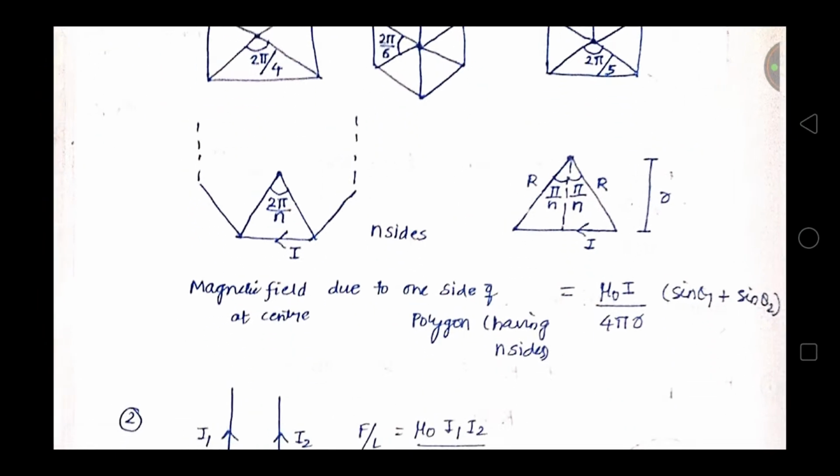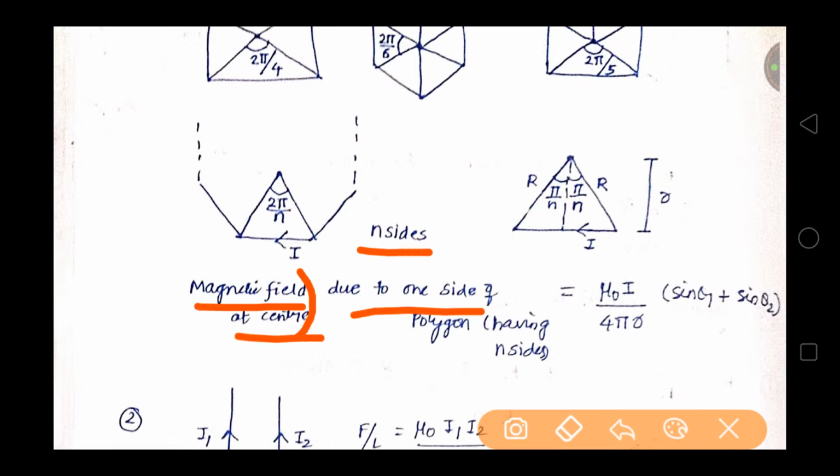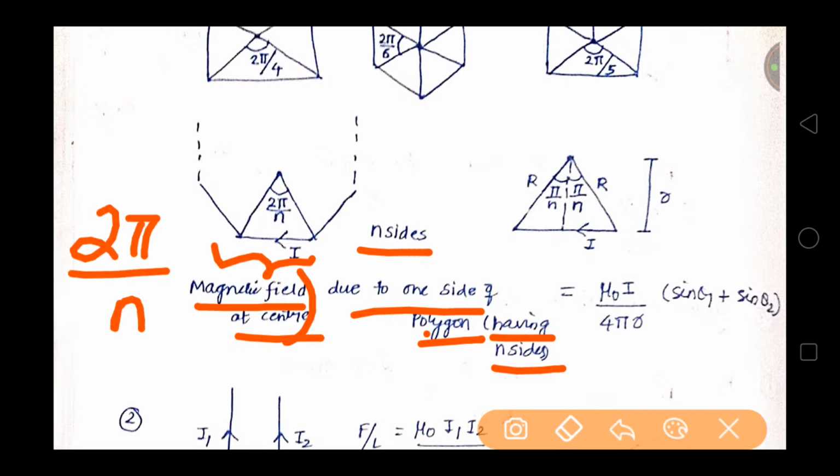Similarly, for a polygon of n sides, we don't know whether it is a pentagon, hexagon, heptagon, nonagon or octagon, just that it has n sides. The question is the magnetic field at the center due to one side of the polygon. So what is the angle subtended by one part? 2 pi, that is 360, by the number of sides n.